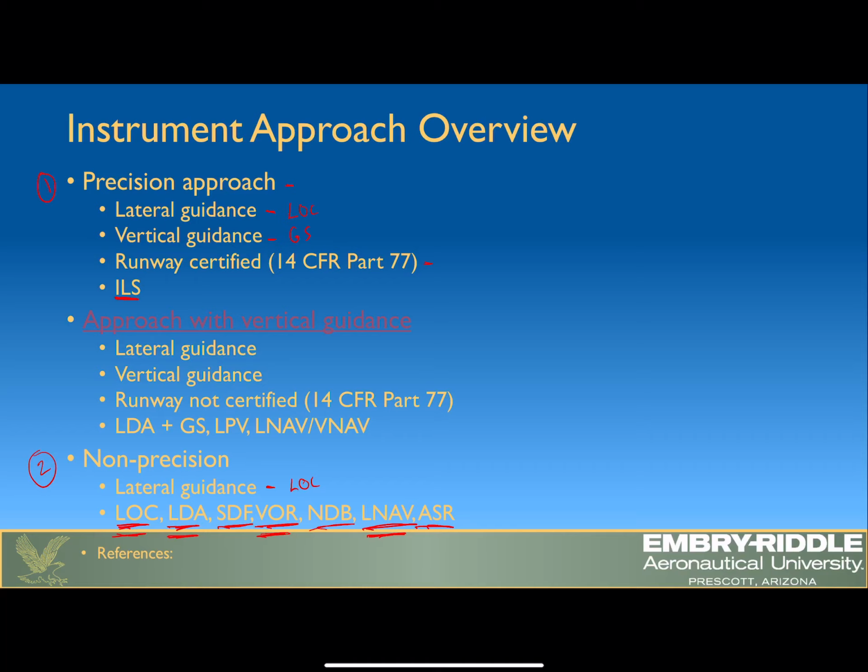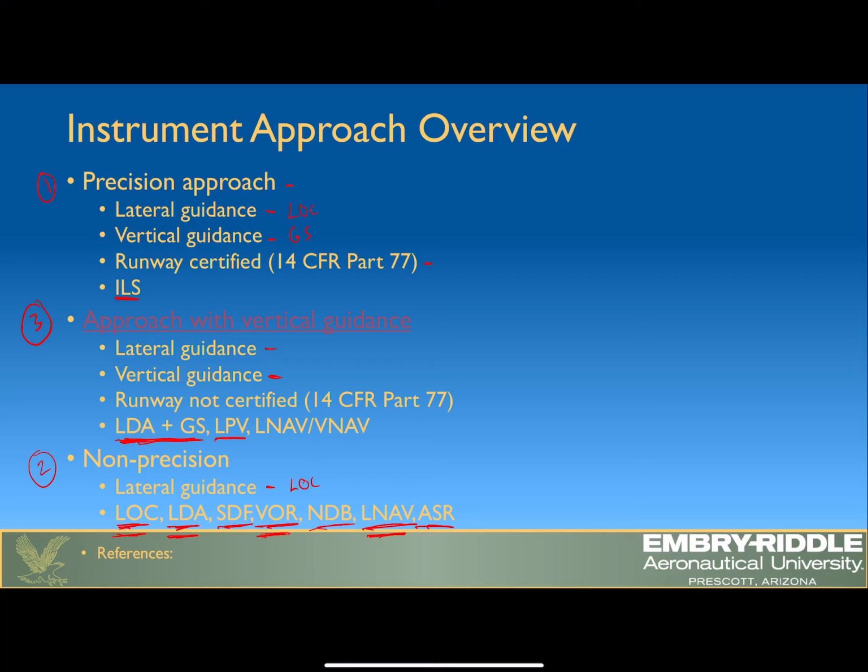And then there is a third type of approach, which is kind of in the middle here, which is approaches with vertical guidance. This is where things can get confusing because they're very similar to precision approaches, because you have both lateral guidance and vertical guidance. There are a couple of different ways we can get this. Sometimes you can have an LDA, and remember that's a localizer that's not aligned with the runway, plus glide slope. You can have LPV, which is localizer performance with vertical guidance. So you get something very similar to a precision approach.